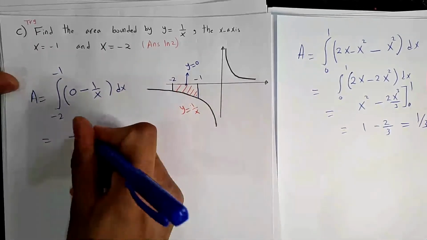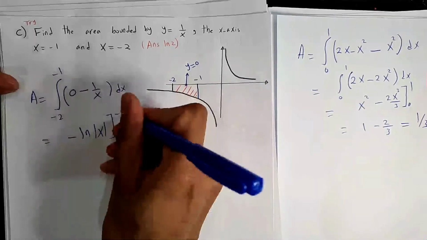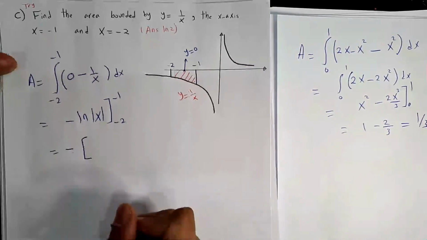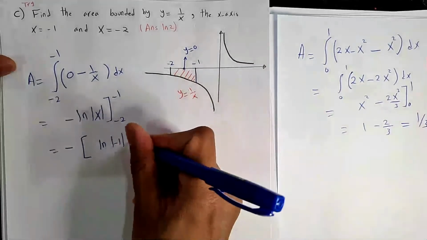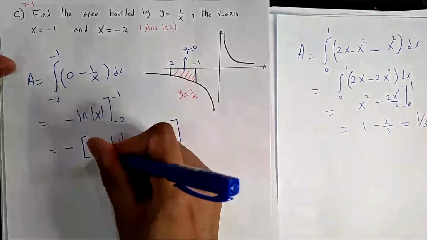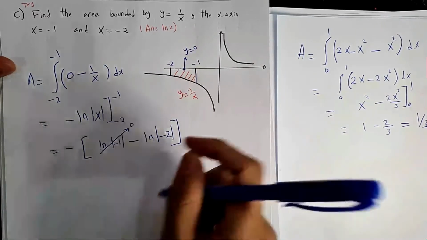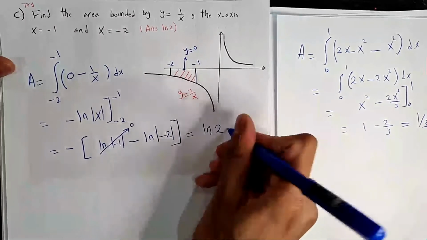This is a very simple integral. Minus ln absolute value of x evaluated from minus 2 to minus 1. Now, let us take this minus outside. If you plug in minus 1, you will get ln of the absolute value of minus 1, minus ln of the absolute value of minus 2. These are very simple computations. Ln of the absolute value of minus 1 is 0. Minus with the minus will be plus. Ln of the absolute value of minus 2 is ln 2. So this is the answer.